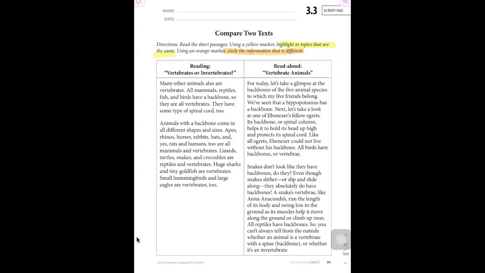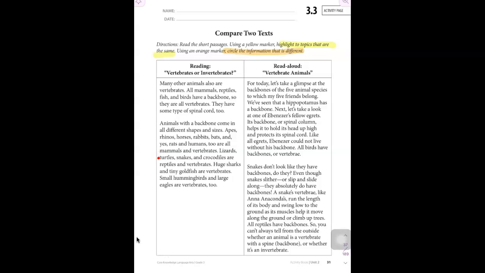Vertebrates or invertebrates? Many other animals also are vertebrates. All mammals, reptiles, fish, and birds have a backbone, so they are all vertebrates. They have some type of spinal cord too. Animals with a backbone come in all different shapes and sizes. Apes, rhinos, horses, rabbits, bats, and yes, rats and humans too are all mammals and vertebrates.